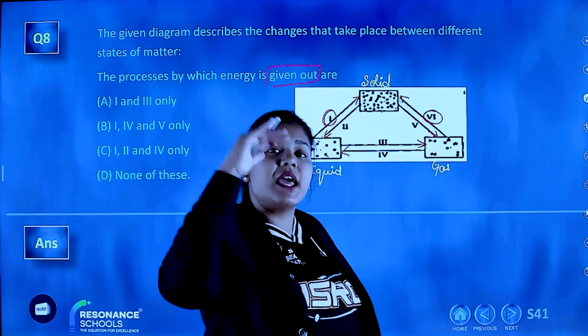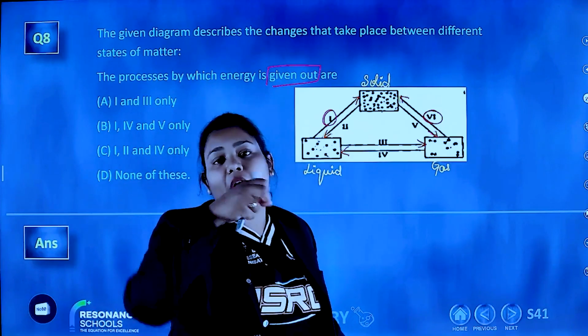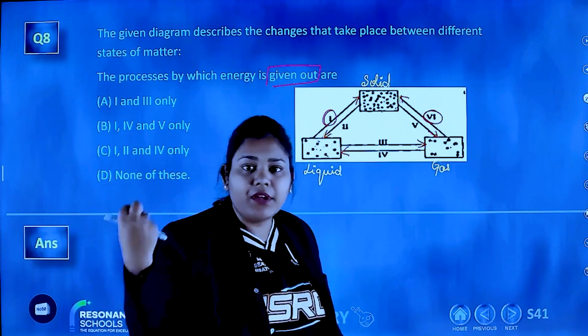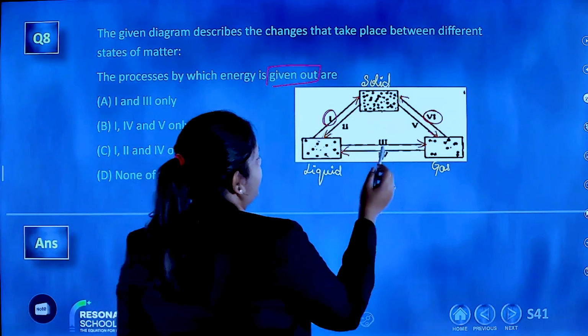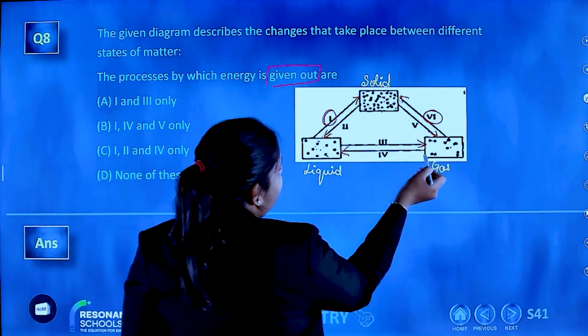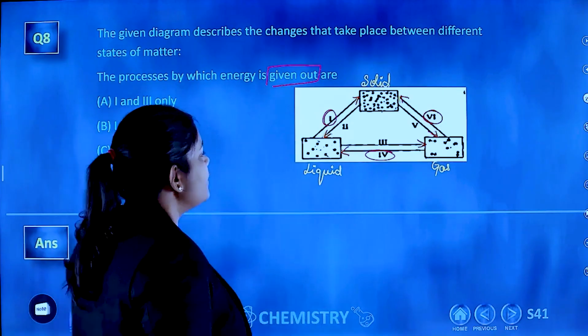But if the same vapors are condensing to liquid, you have to take out their energy. You have to release their energy back. So basically condensation is gas to liquid. That is option 4.